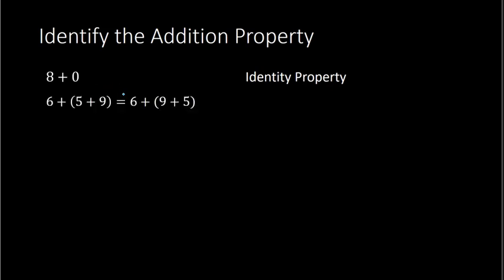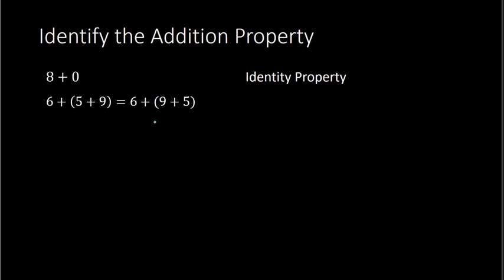So next we're going to do a little exercise where you need to identify the addition property. So you need to determine if we're looking at the identity property, the associative property, or the commutative property. So here we have 8 plus 0. Now this would be the identity property, which says we can add 0 without changing the identity of the original number.